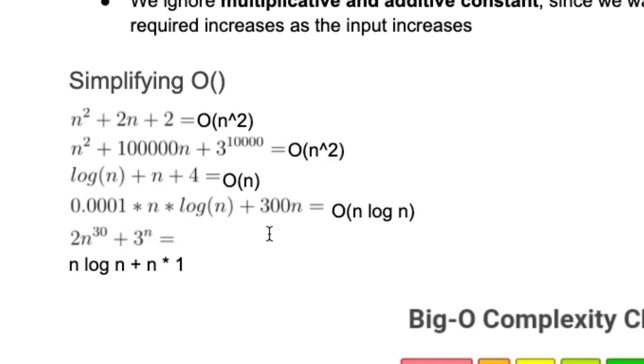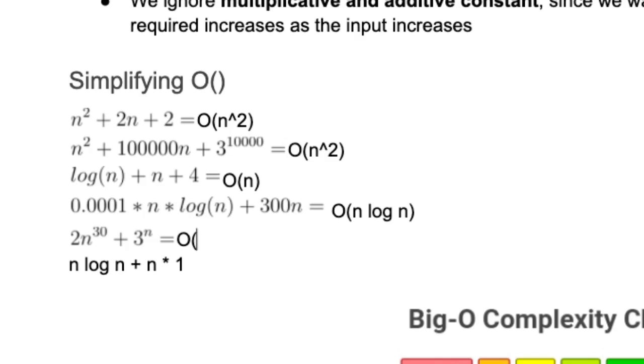And then the last one right here. What do you all say? This is big O of what? N to the 30th or big O of 3 to the n? Which is the larger or faster growing function? The exponential or the polynomial?